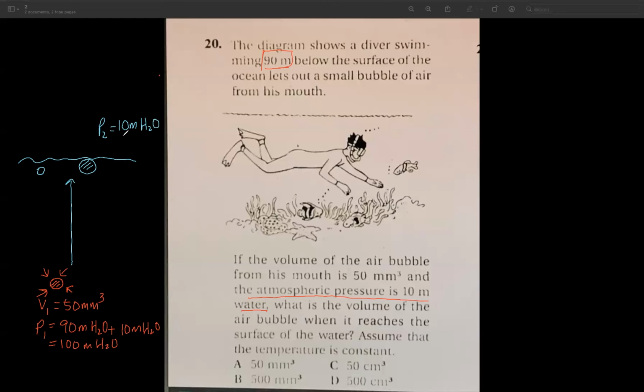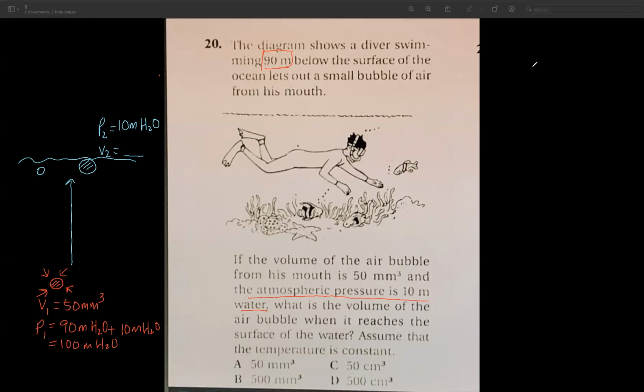Okay, 10 meter H2O. And then V2. You want to find this, right? Okay, and the bubble here and here, the size is different. The bubble at this depth is very small because the pressure is very large. So it compressed the bubble. And as the bubble rises, the volume will increase because the pressure decreases as it comes up.